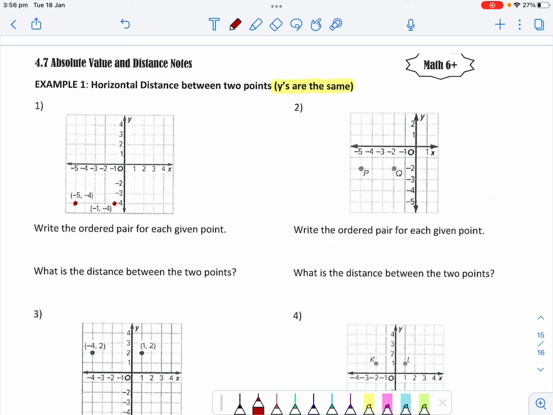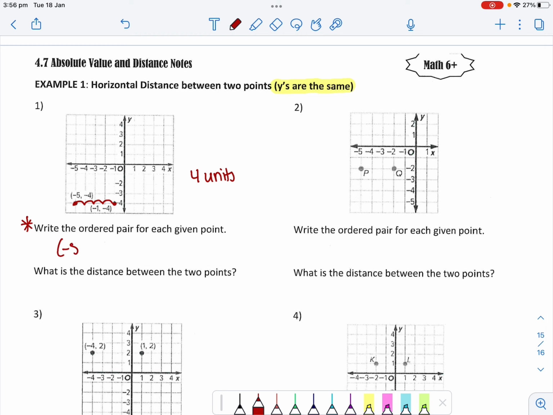So here's my point right here, and here's one right here. Now, when you're given a graph, you can simply count the units in between, making sure to pay attention to the scale of the graph. So, for example, this one counts by ones. So 1, 2, 3, 4 units is going to be the distance between the points on this graph. Now, down here, it says to write the ordered pair. So we're going to talk about how to find it if you don't have a graph.